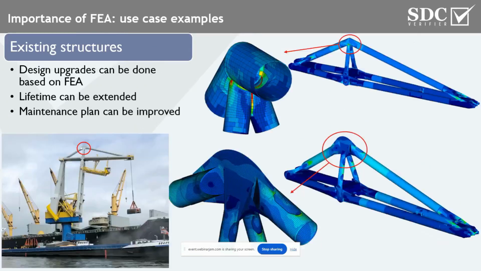The next benefit is that we can come up with nice design upgrades in case of any problems. Like in this scenario, again the same upper arm structure for the floating crane, where the top node was a fatigue-prone area confirmed in reality, and the new upgraded connection in the upper level was designed and implemented. As a consequence, the lifetime of the structure was extended, and the maintenance plan was improved further.